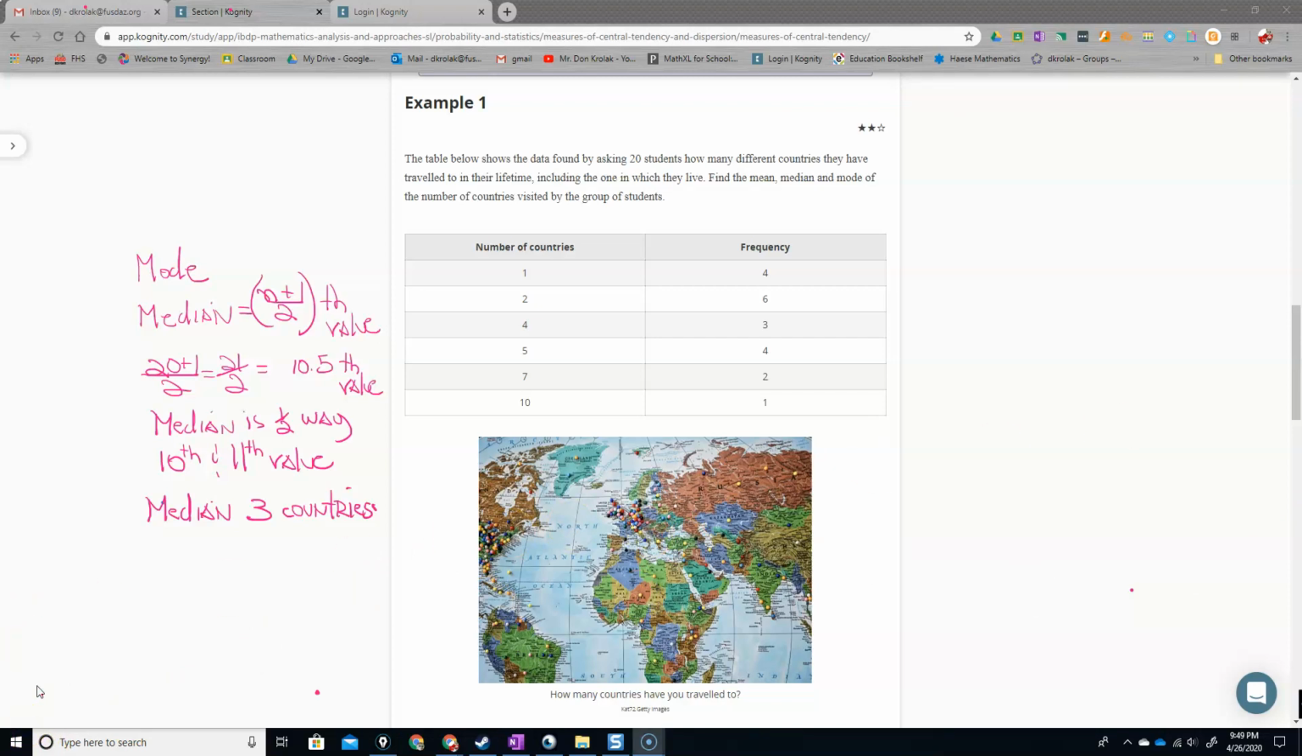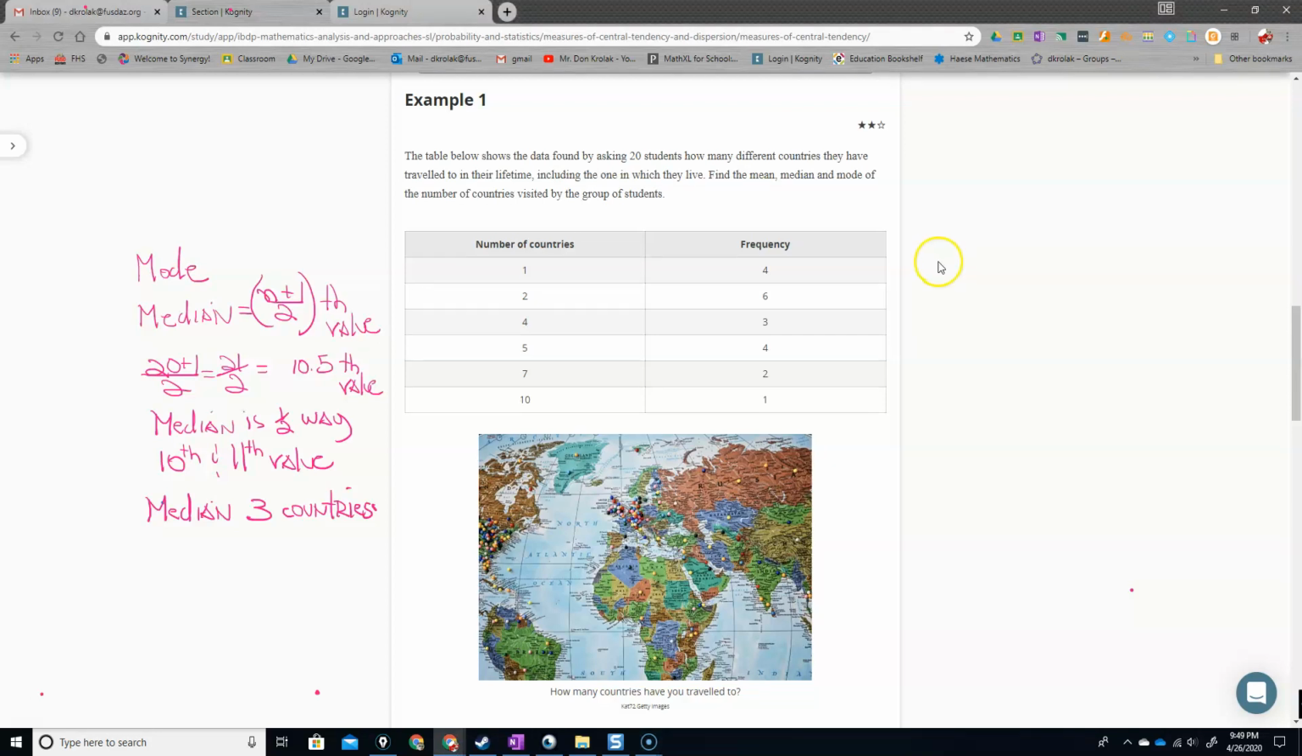Now you might say, well, no one even visited 3 countries. It was 2, then 4. Well, that's what happens when you find a median and you have an even number of data points. You're going to end up taking an average between 2 values, and you can end up with a result like that. All right, now what's different here is how you get the mean.